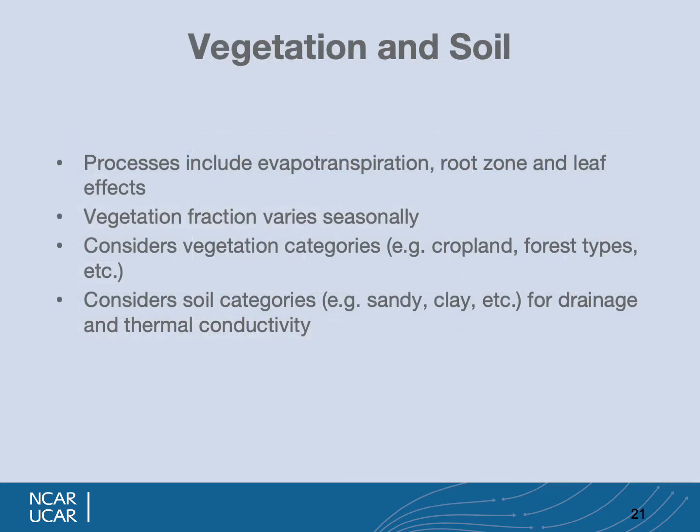For the vegetation and soil, the processes include evapotranspiration, the root zone and leaf effects. The vegetation fraction varies seasonally. That's an input data set. So it's a monthly global data set that is passed from the GeoGrid stage all the way through to WRF. We consider vegetation categories in the land use types, and soil categories as well, which affect the drainage, for example, and the thermal conductivity. And all of this information comes from the GeoGrid program as global datasets.